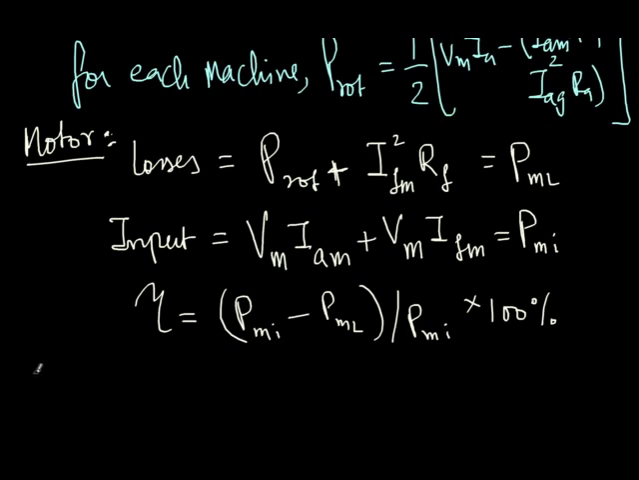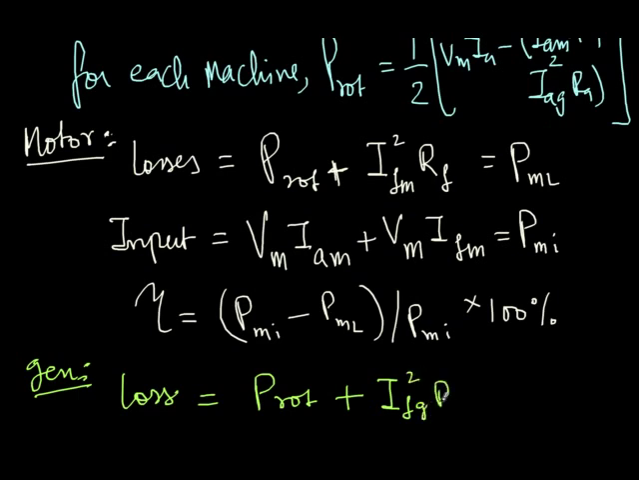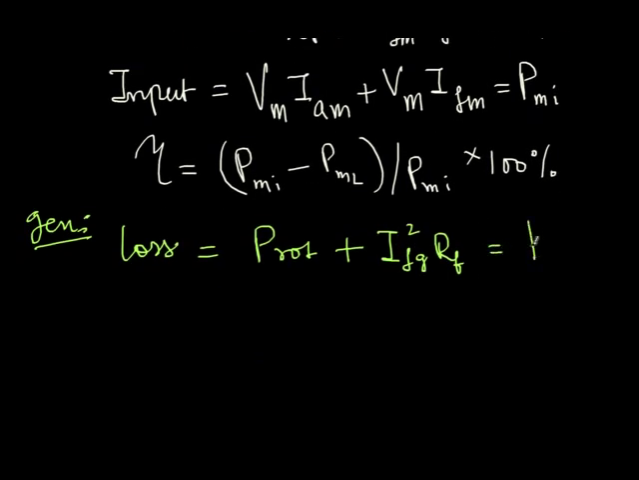Now let's talk about the generator. So what are the losses in the generator? Losses in the generator again have the same P rotational losses. The rotational losses will be there plus the losses in the shunt field, so IFG square RF. Both motors are identical, so RF is the same. So this one is nothing but the total generator losses, PGL.